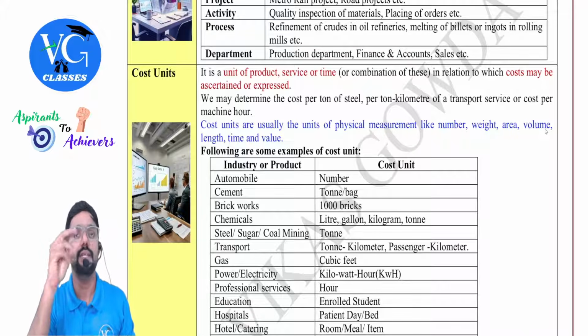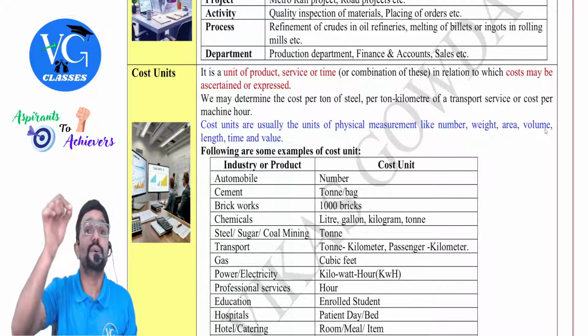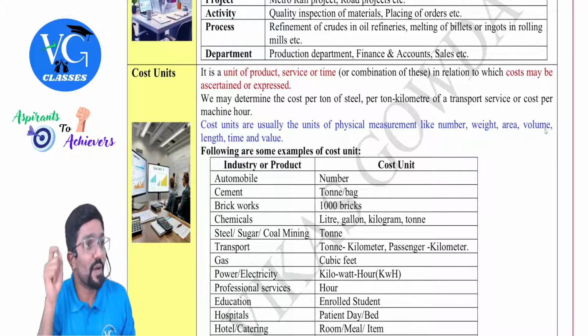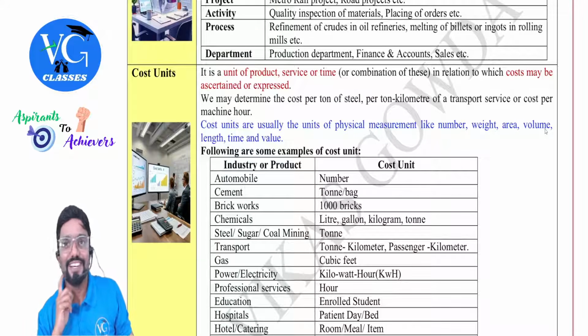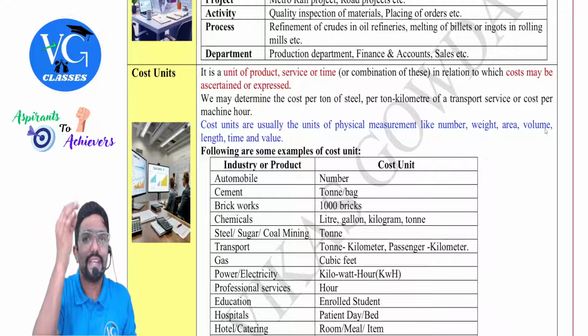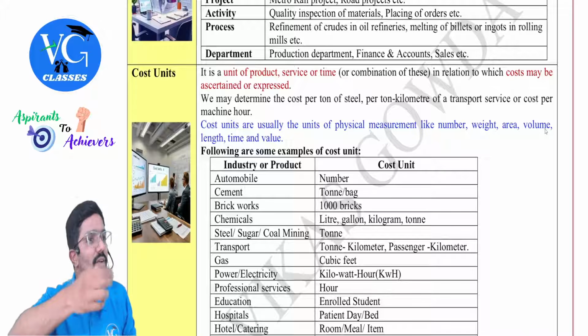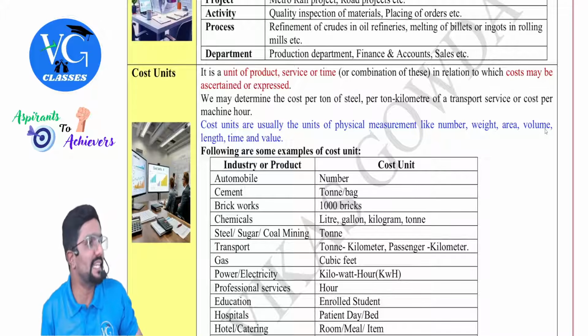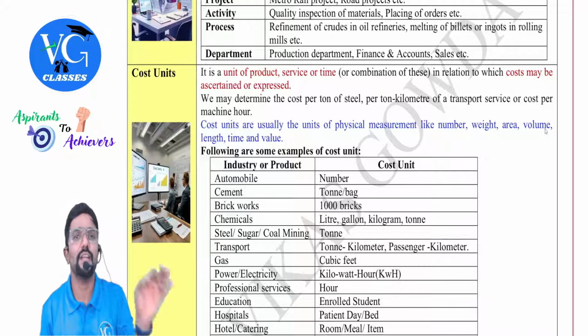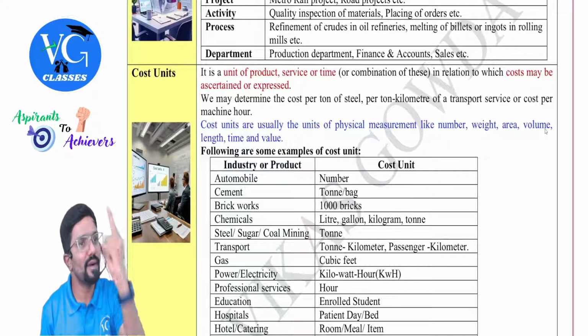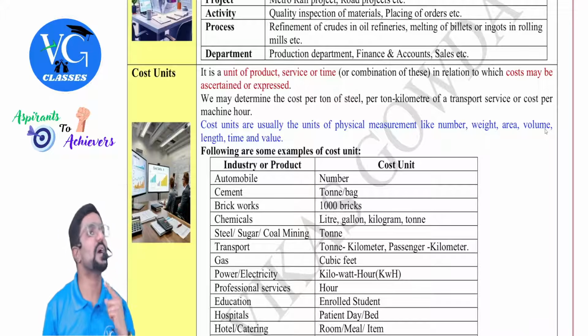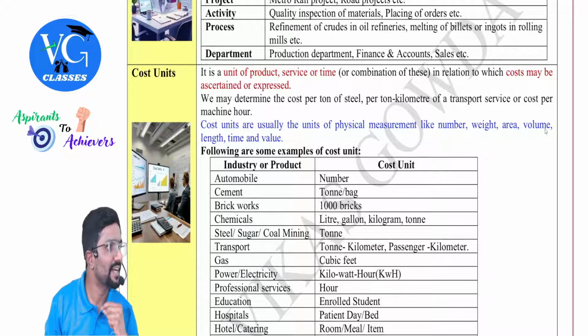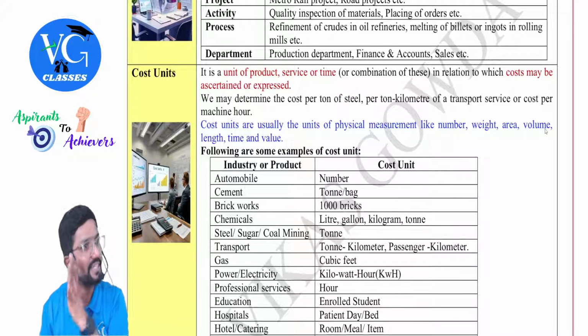For example, cost per passenger kilometer, cost per ton kilometer. Clear? Means what is this, sir? To carry one passenger for 1 kilometer, what is the cost the transportation company is incurring? Or if it is goods transportation, to carry 1 ton for 1 kilometer, what is the cost they are incurring? Clear? So did we calculate the cost per unit? Yes.